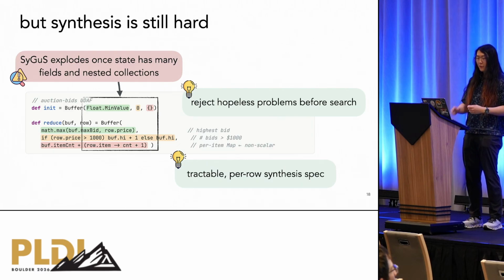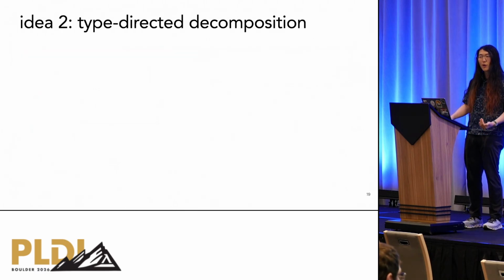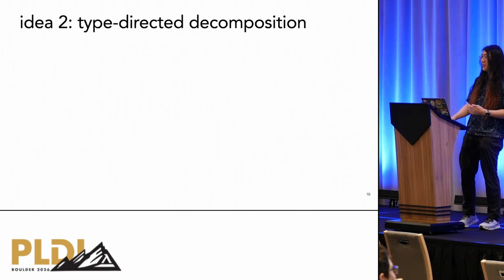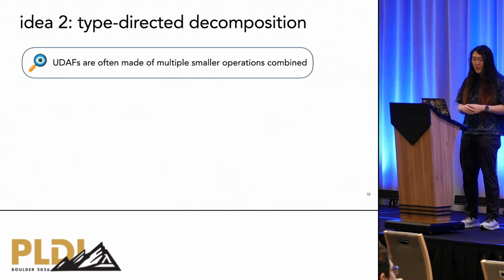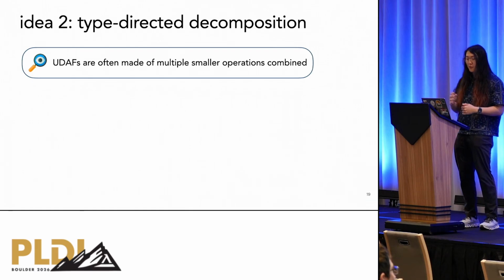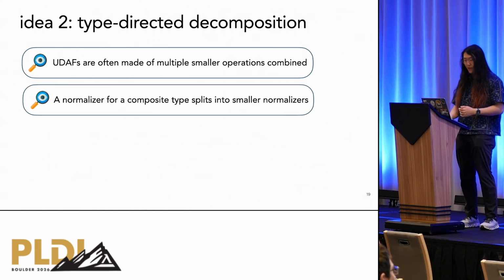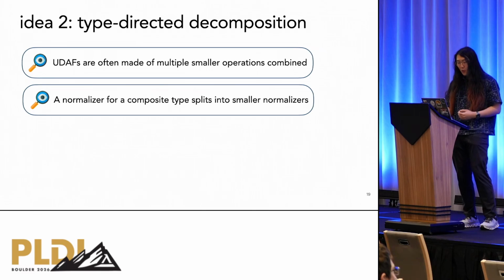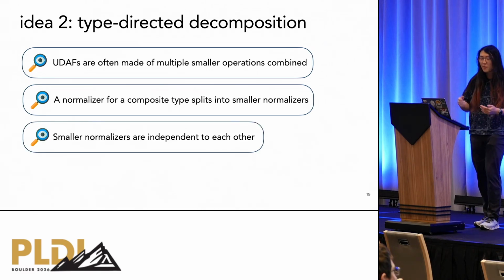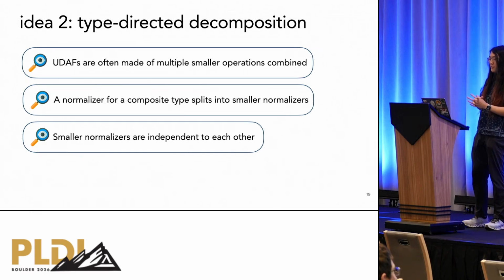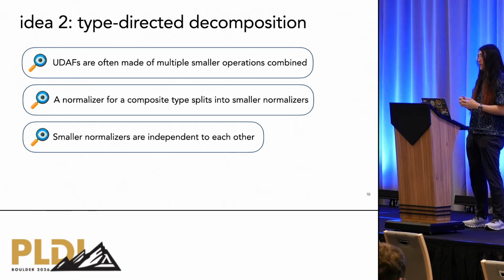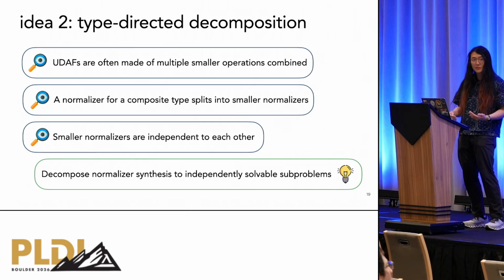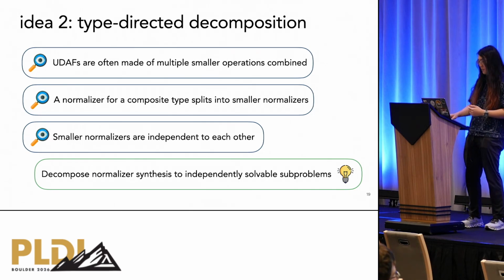And now we are able to synthesize, but synthesis is still hard. That's why we are using our second idea, type-directed decomposition. This is based on the following observations. First, UDFs are often made of multiple smaller operations combined. And second, a normalizer for a composite type splits into smaller normalizers. What's even better is that the problems of solving the smaller normalizers are independent of each other. So naturally, we'll be able to decompose normalizer synthesis into independently solvable subproblems.